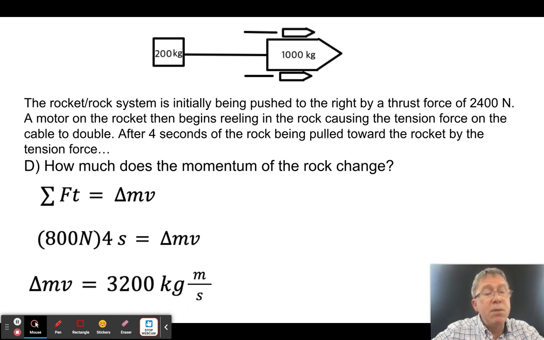How much does the momentum of the rock change? Well, let's just see here. The rock has 800 newtons of force acting on it for 4 seconds. It has a mass of, well, I'm not even asking. I just want to know what its momentum change is. So the delta p of the rock has to be 3,200 kilogram meters per second.